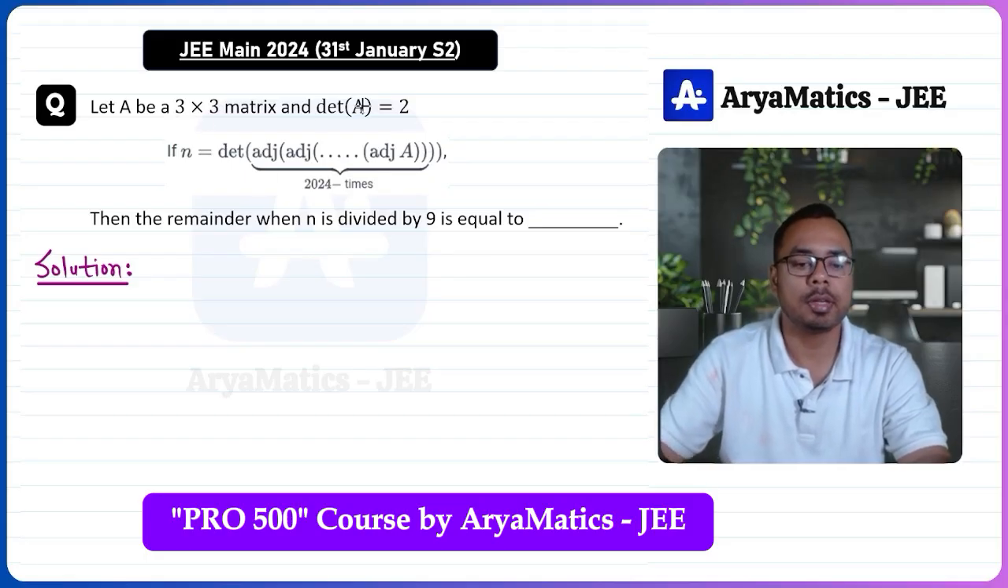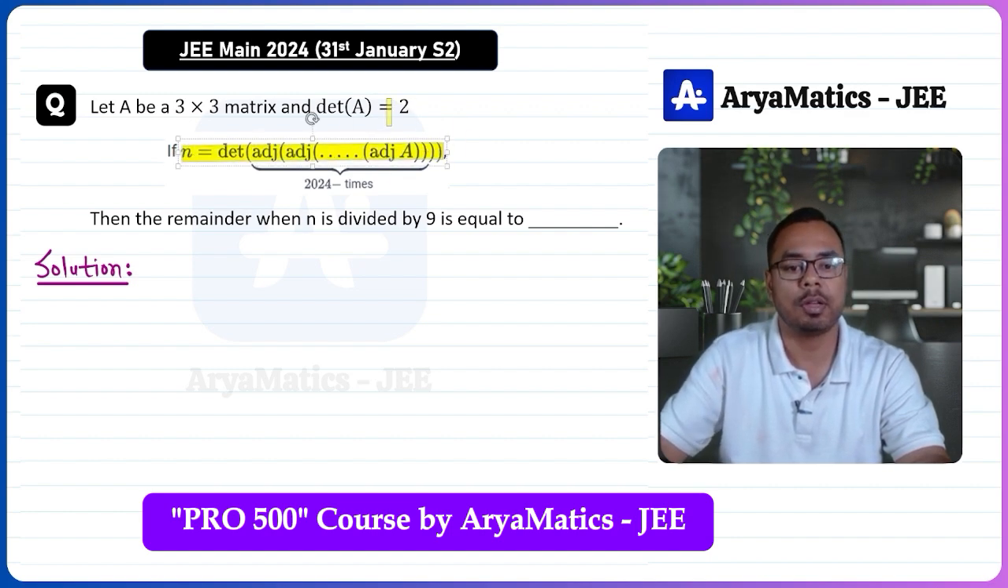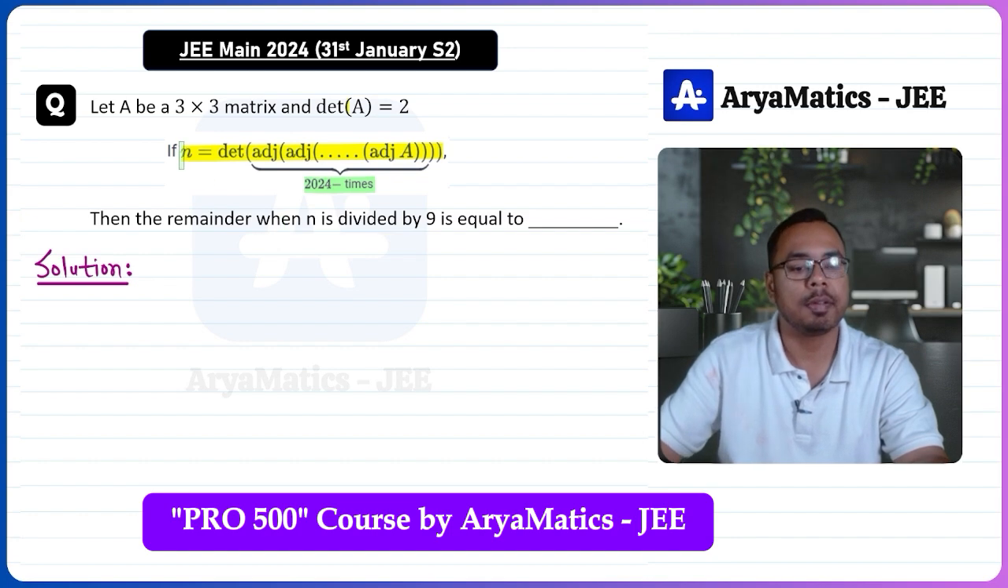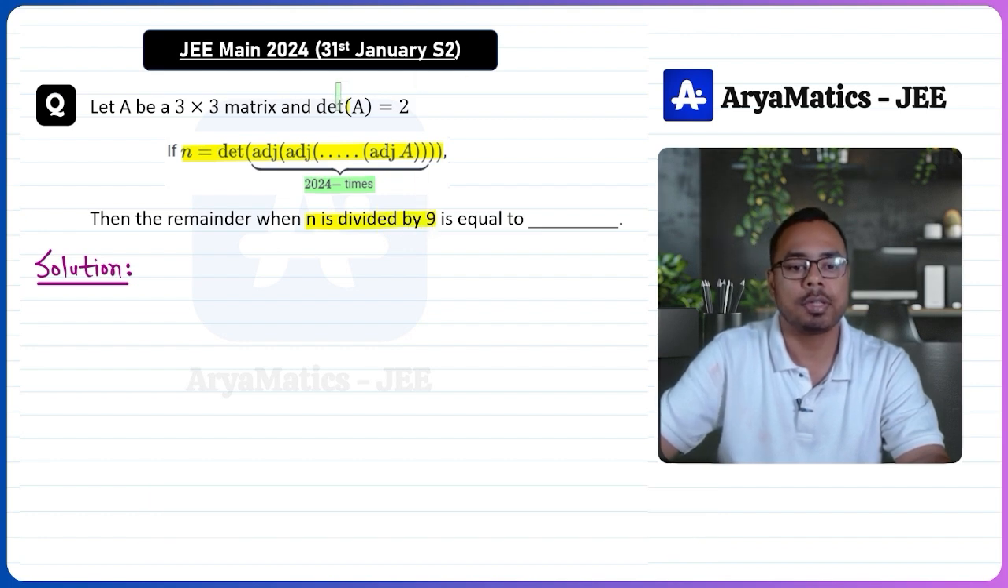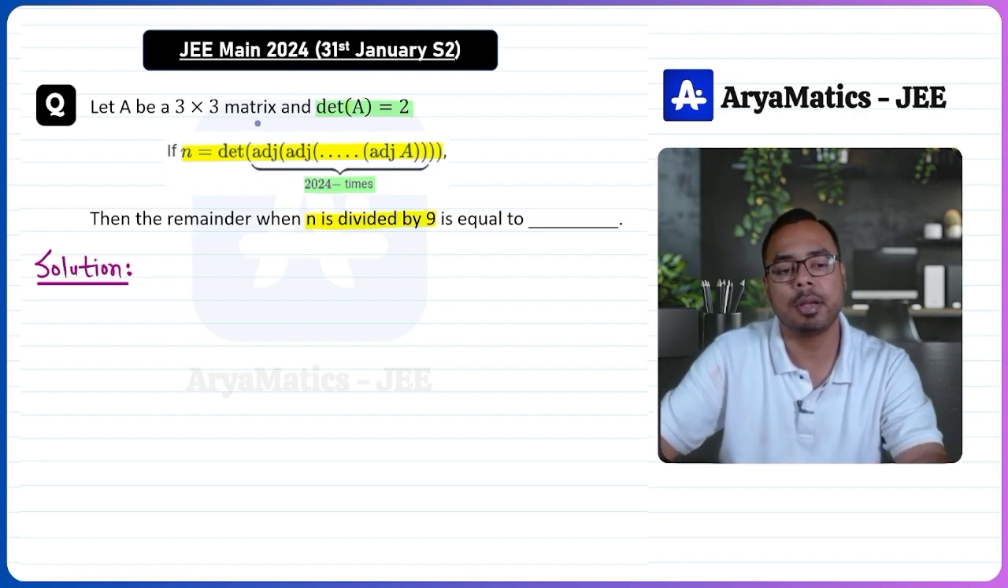Let A be a 3 cross 3 matrix, the determinant of A is 2, and N is the determinant of the adjoint of A, where we have this adjoint 24 times. If this number N is divided by 9, then we have to find the remainder. So this is another interesting problem from matrices and determinants, and it also involves concepts from the binomial theorem, namely how to find the remainder when a number is divided by another number.